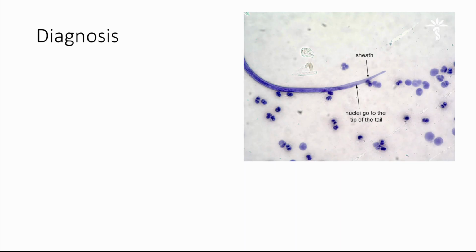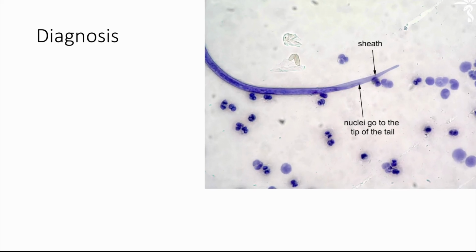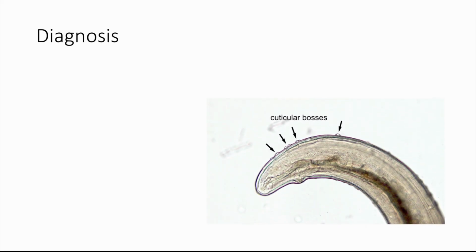In adults, it's a long, slender worm found in subcutaneous tissue, covered with cuticular bosses, a unique identifying feature of Loa loa. Then other methods like PCR assays and serology have high sensitivity. In travelers, diagnosis is often supported with eosinophilia and antifilarial antibodies.